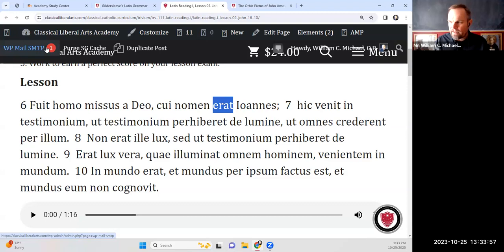It was a completed action. He was sent, for whom the name was John. His name wasn't John for a moment. There was no time where he was finished being named John. His name was continually John. So erat is the right form of the verb to say his name was John, but to say that he was sent, that there was a man sent, makes good use of a perfect tense verb, okay?